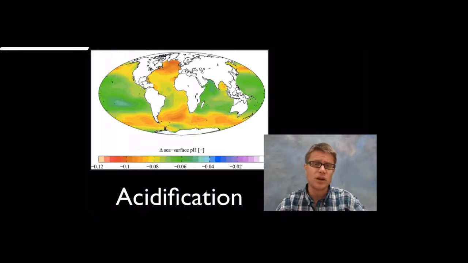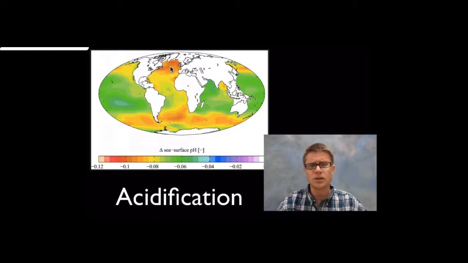Why is this important? Well, acid rain is one example of that, or the acidification of our oceans is another example. This is looking at the pH in the oceans over the last couple hundred years, and what we see is that our oceans are becoming more acidic.